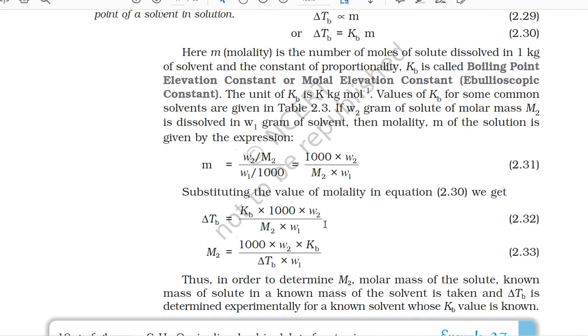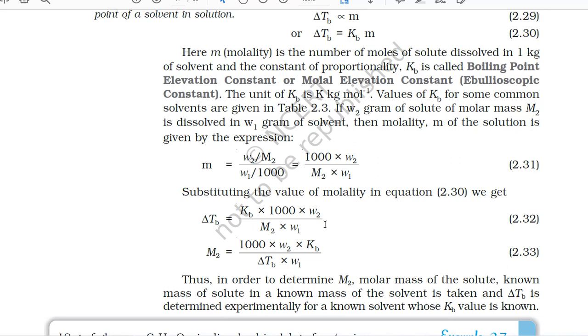The unit of Kb is Kelvin kg per mole. Values of Kb for some common solvents are given in Table 2.3. If W2 gram of solute of molar mass M2 is dissolved in W1 gram of solvent, then molality m of the solution is given by the expression m = (W2/M2)/(W1/1000), that is, m = W2 × 1000 / (M2 × W1).